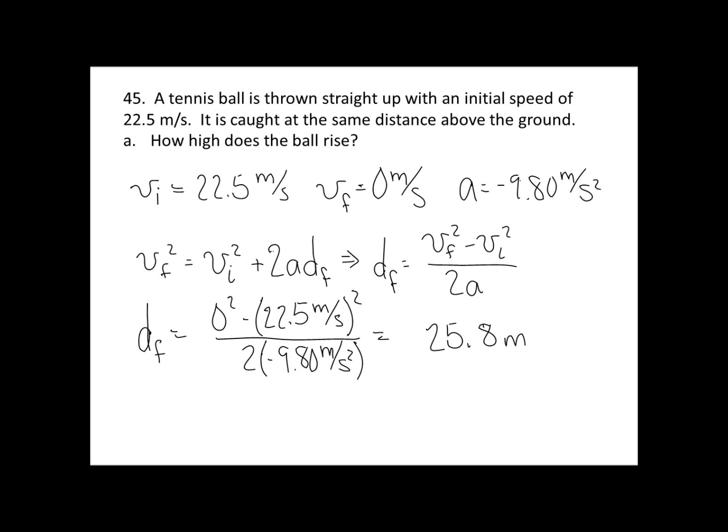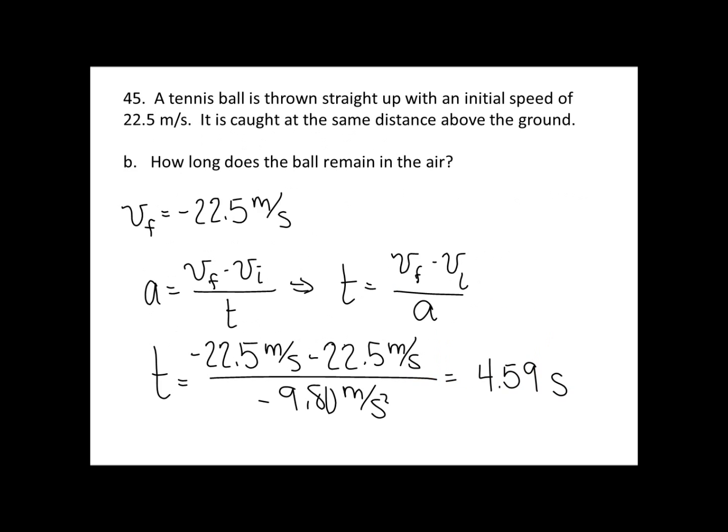Solving for displacement, I have VF squared minus VI squared all over 2 times A. I plug in everything that I know, and I find out that this tennis ball goes 25.8 meters up in the air. So that would be above the height that it was thrown from. So if it was thrown from, let's say, a meter high, that's 25.8 meters above that meter high height.